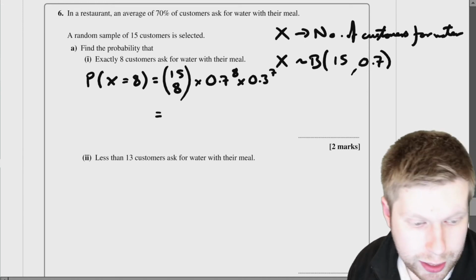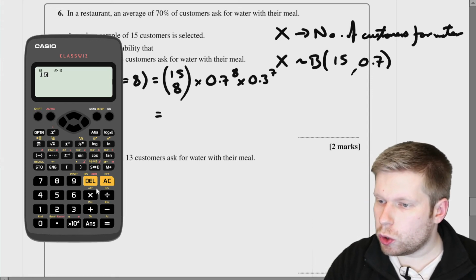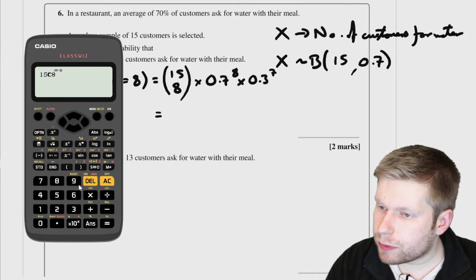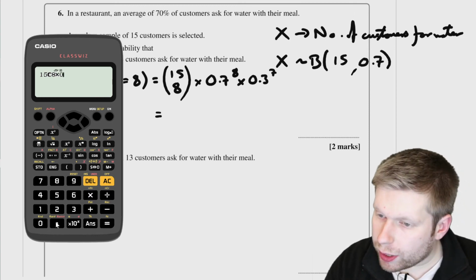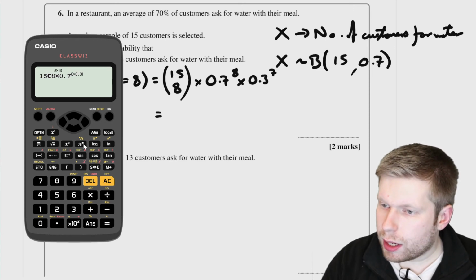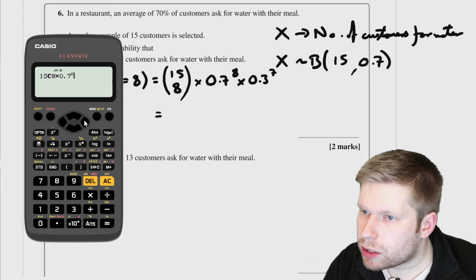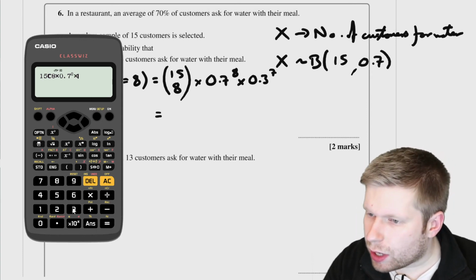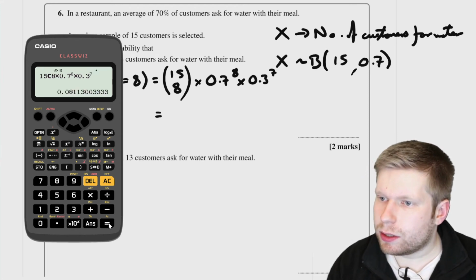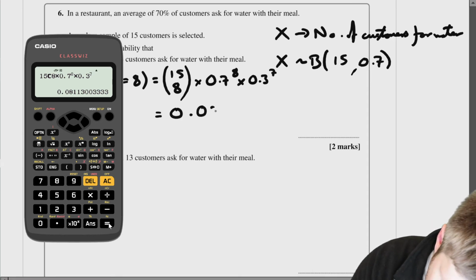So let's just stick all that in my calculator, because I can't be bothered to calculate it. So it's going to be 15 choose, remember the choose function is just above the divide, so it's 15 choose 8, times that by 0.7 to the power of 8, times that by 0.3 to the power of 7, hit equals. I've made a bit of a mistake there, just make sure I get out of that power, okay, so times by 0.3 to the power of 7, hit that equals, and I get 0.0811. So I'm going to write that down, 0.0811.